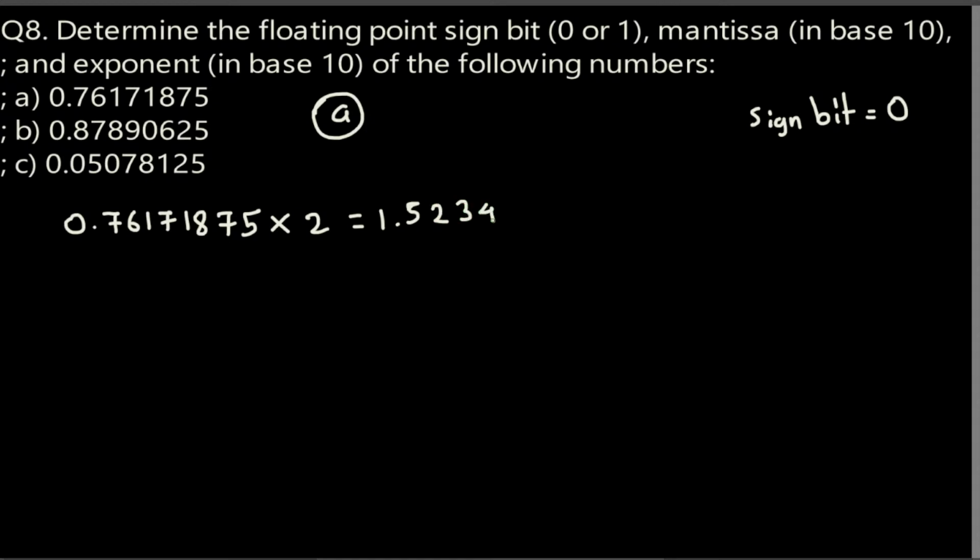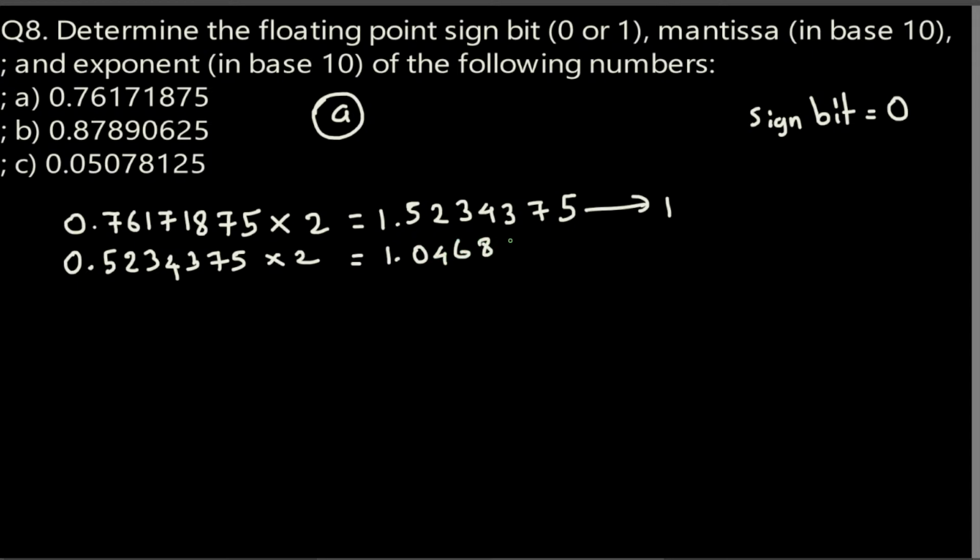234375. Here we have 1 in front, so we put that 1 right here, and then we bring the values after the decimal point, that is 0.5234375, and we multiply that one by 2. That gives us 1.046875, and here also 1 in front of the decimal point, we put that one right here, and then we grab the values after the decimal point.